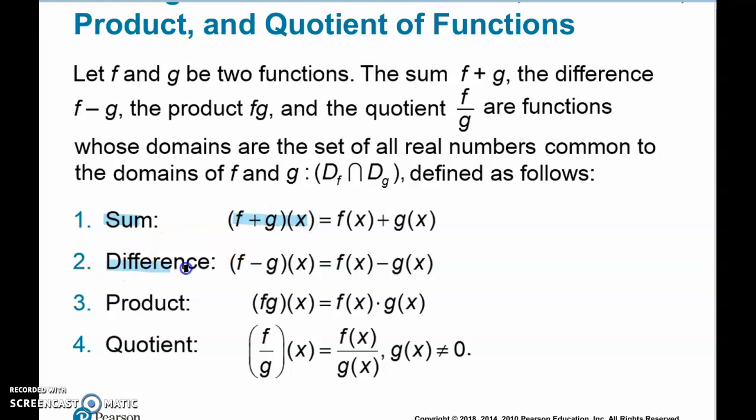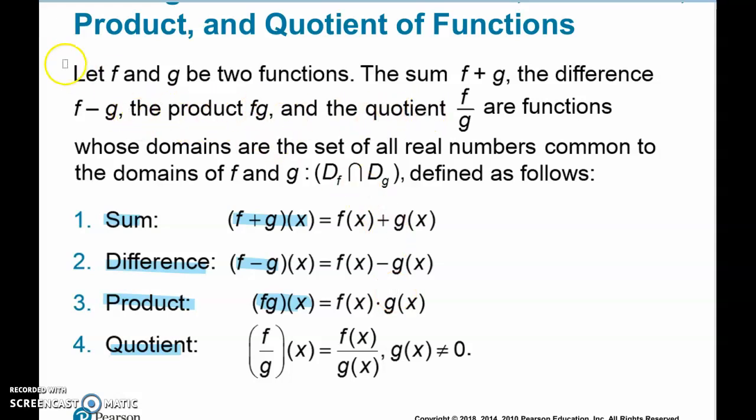And then there's the difference. So that's the subtraction. You subtract the function that is after the subtraction sign. There is the product. Product is multiplication. So it's the end result of multiplying two together. And then there's the quotient, where you take one function and divide by the other.